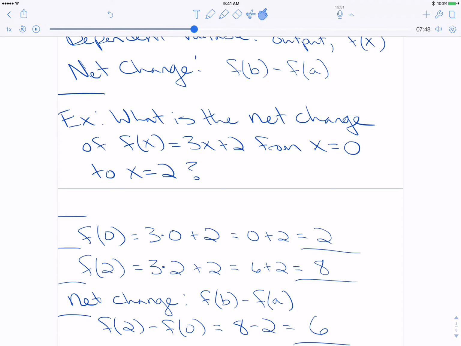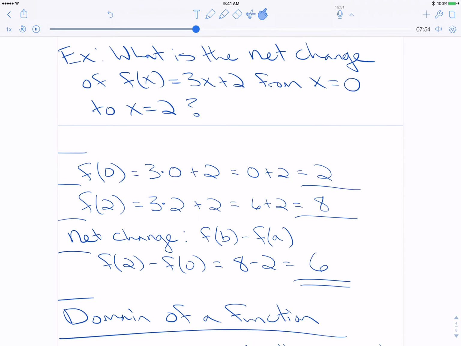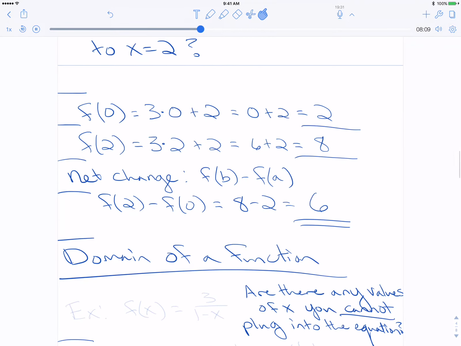for this particular function. Now we want to talk about domain in the context of a function. When we talked about domain in the context of data, it was just the specific data points. So now when we're talking about domain of a function, we're looking for: are there any values that I cannot use for this function? If you take a look at an example, this will make a little more sense. If we have f of x is equal to 3 over 1 minus x, are there any values of x that I can't substitute into this equation? That's the question that you want to ask yourself for domain when we talk about functions.